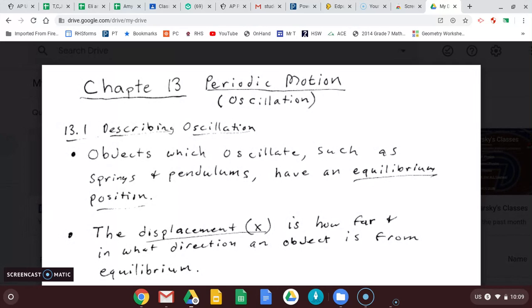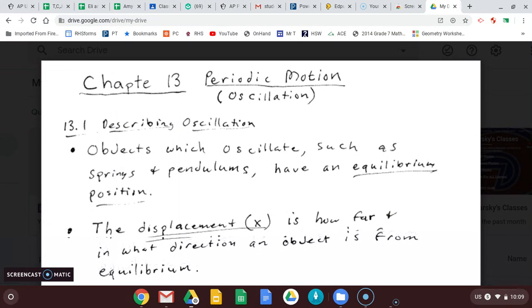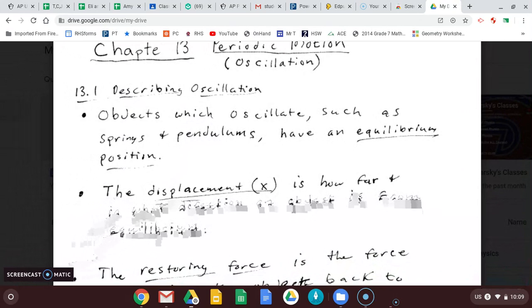So the topic we're going to is chapter 13, periodic motion, or in other words, oscillations. Section 13.1 is just a brief introduction to this stuff. First of all, describing oscillations. Objects that oscillate which we will study are springs, pendulums, and things of that nature. And these all have what's considered an equilibrium position. That would be a position where they would come to rest.